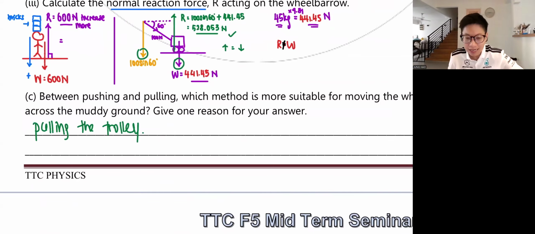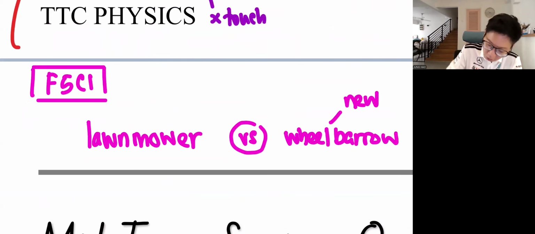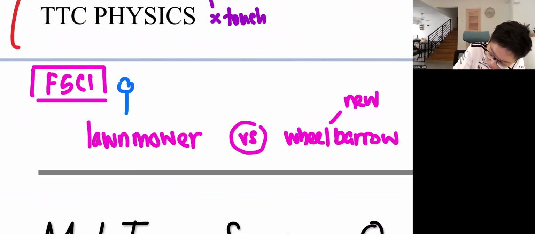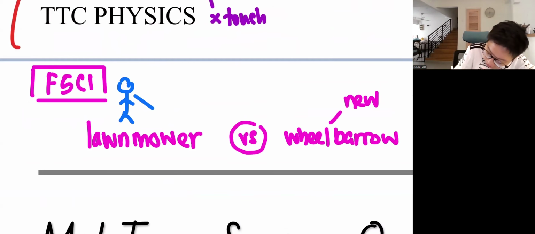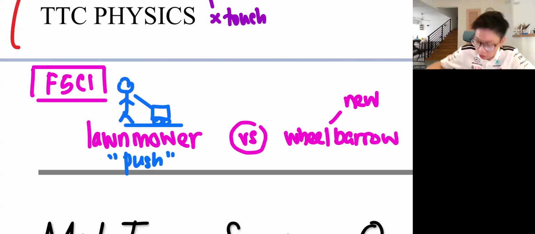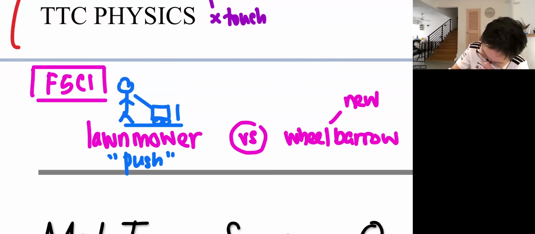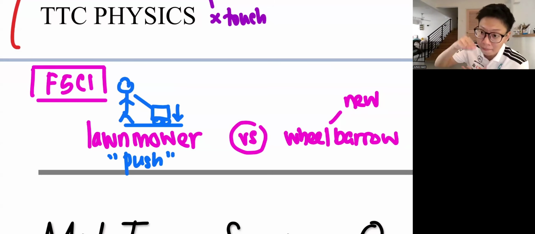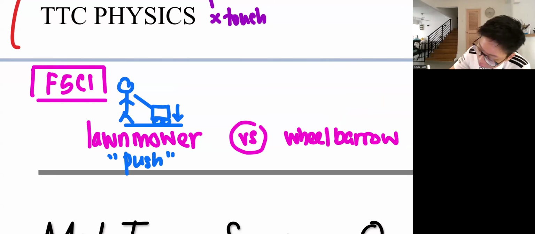Now let's go back to my starting point of today. For a lawnmower, you guys know what a lawnmower is, right? A lawnmower is the one that you use to cut grass. You will realize that you will usually push. Why? Because if you push the lawnmower, you will be able to squeeze it closer to the ground, so you can trim the grass shorter. But for a wheelbarrow, usually it is smarter to pull.